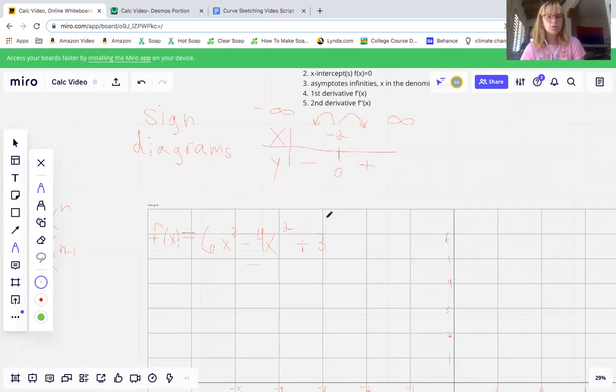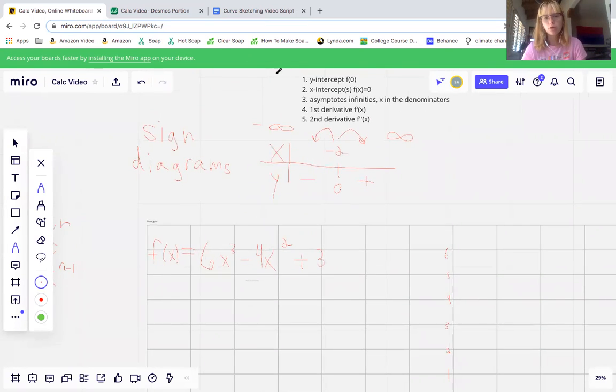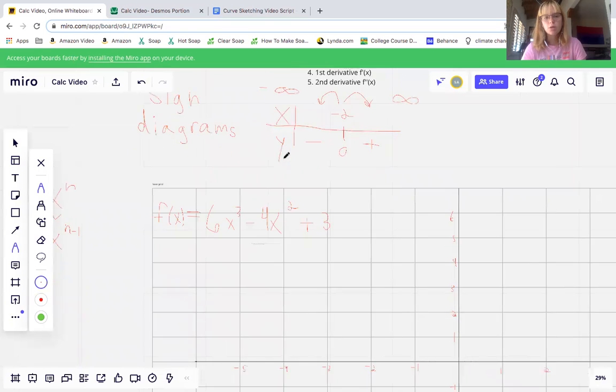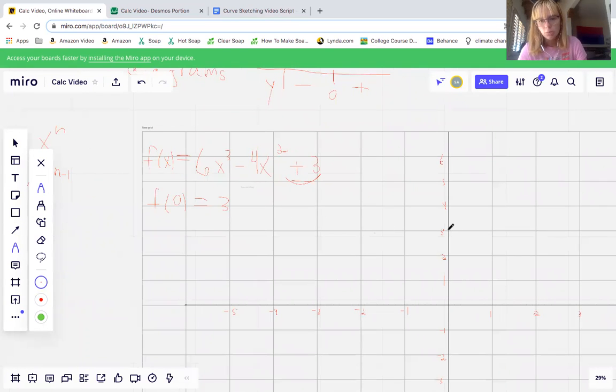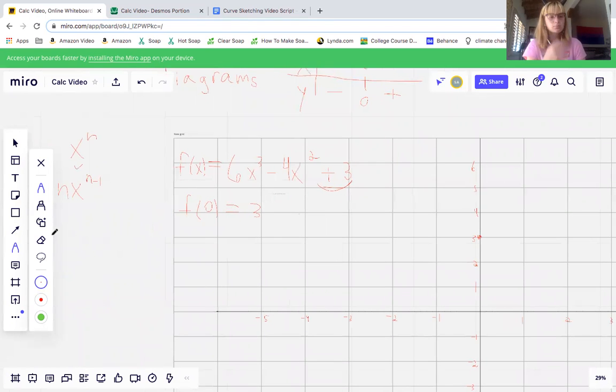Things are going to start off pretty similar. We're going to start with our first step, which is using the y-intercept, which is basically taking f of 0 of this function. As you can clearly see, the first two terms would cancel out completely, leaving just this third constant term, which means that f of 0 is 3. We can mark that on our graph right here, just to keep note of it.